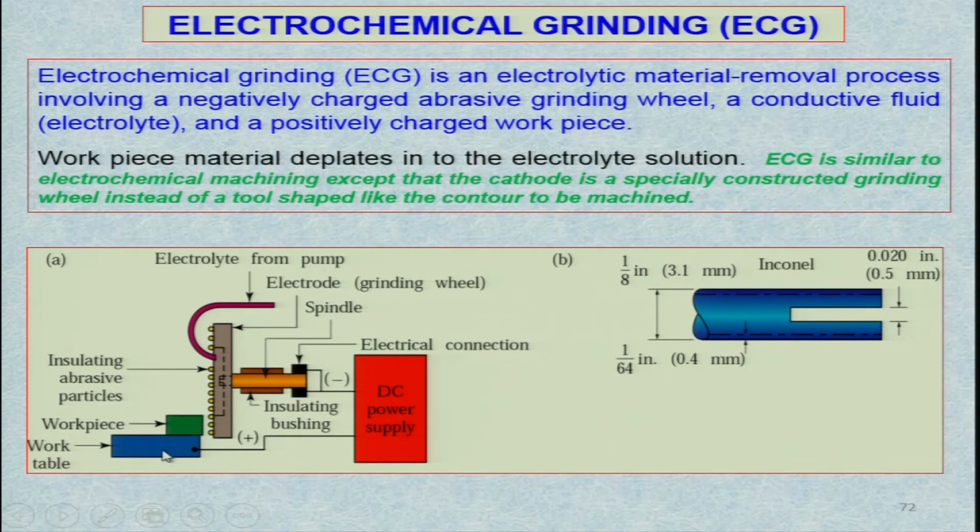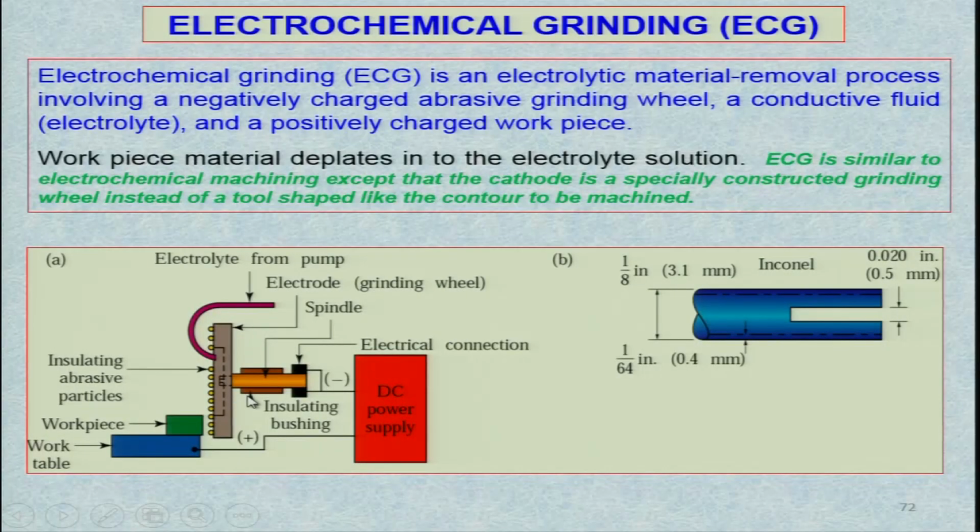And you can see over here, the workpiece is connected to the positive terminal, and the tool, that is the grinding wheel, is connected to the negative terminal, and the electrical connection is provided here. This is the insulating bushing, so that this part, this grinding wheel shaft, does not get in contact with the electrically conducting part of the grinding machine. That is why you have these insulating bushings over here, and this is the electrode, that is this one, and you are supplying the electrolyte through this particular pipe.